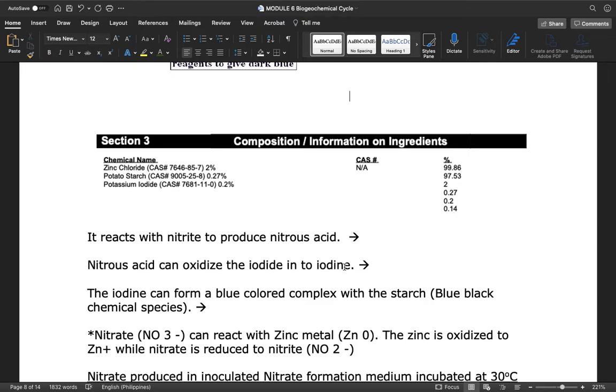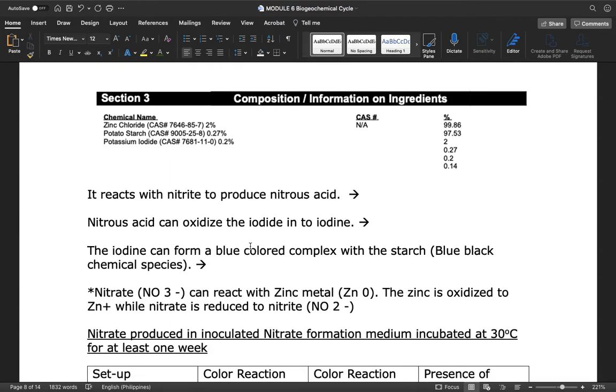And it can complex with other atoms or compounds around it. That's normally how it produces colored complexes. So the iodine can form a blue-colored complex with the starch component, so you get a blue-black coloration. And that indicates that indeed nitrite is present, because without nitrite, no nitrous acid will be produced, and no iodine will be produced.